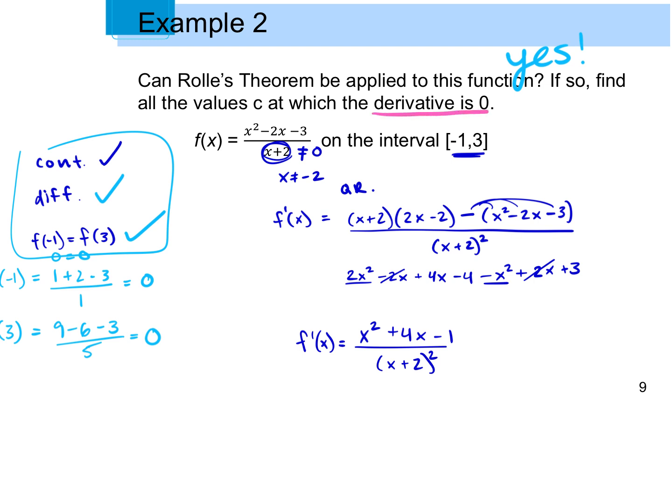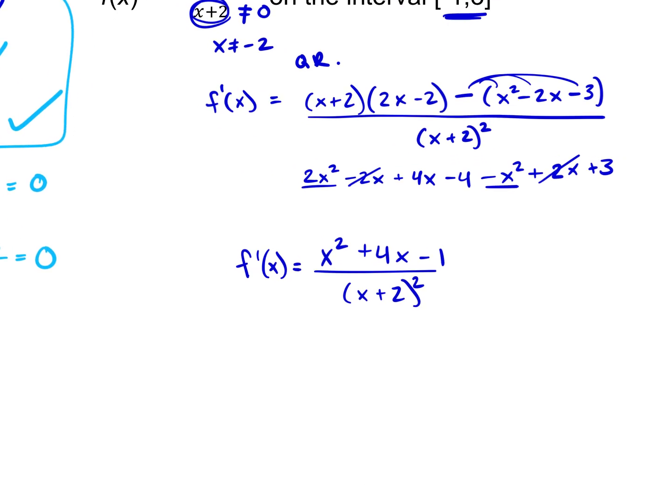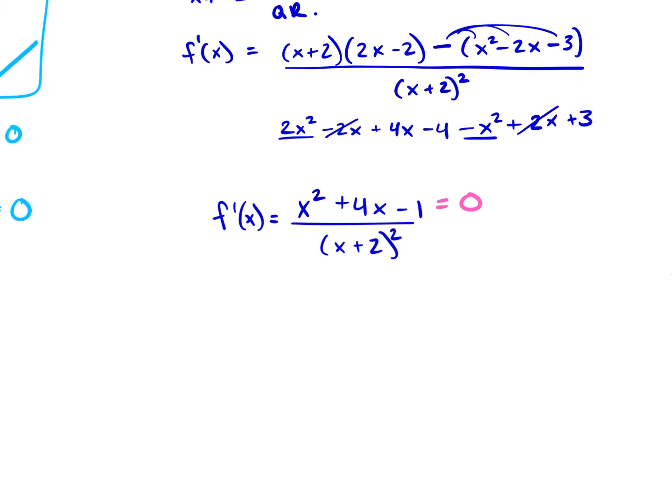Awesome. We want to find where our derivative is 0. So we'd set this equal to 0, but when it's a fraction, we really only care about the numerator. Just set the numerator equal to 0. If you want to set it equal to 0, multiply both sides by the denominator, it becomes 0. It's just a couple extra steps. But we just have to set the numerator equal to 0 and solve. So we get x squared plus 4x minus 1 equals 0.